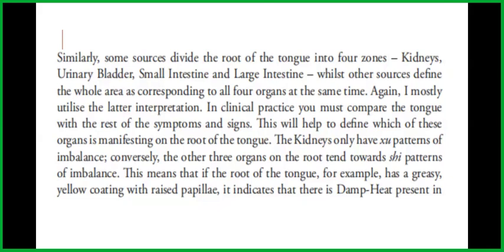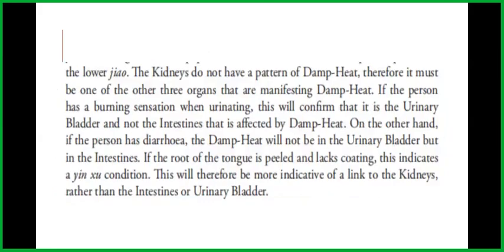In clinical practice, you must compare the tongue with the rest of the symptoms and signs. This will help to define which of these organs is manifesting on the root of the tongue. The kidneys only have deficiency patterns of imbalance. Conversely, the other three organs on the root tend towards excess patterns of imbalance. This means that if the root of the tongue, for example, has a greasy yellow coating with raised papillae, it indicates that there's damp heat present in the lower jiao.